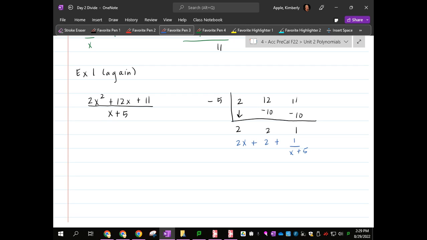Yeah. So you took the negative 5. Then you took the negative 10 away from 12. Got that 2, multiplied negative 5 times that 2. And the negative 10 away from 11. You got that 1. All right, I'm going to show you.